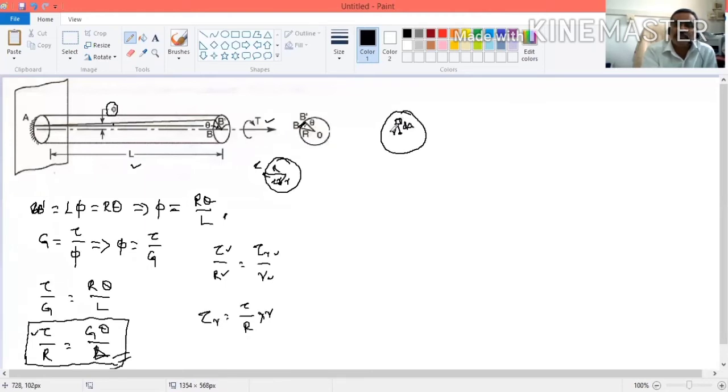So now I am interested to calculate dT, the torque for the small elemental area. That's what I am putting dT, small elemental area. So how to calculate torque? Torque is force into distance. What is force? Force is equal to stress into area.